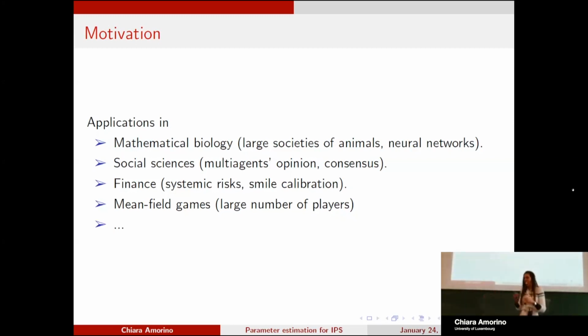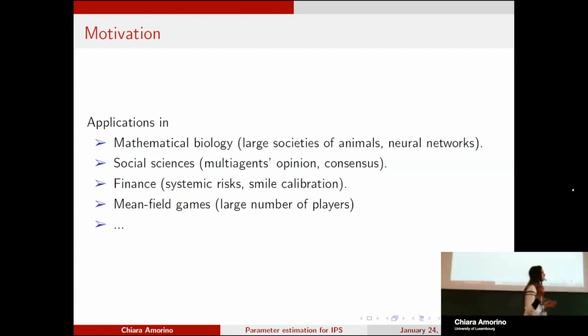see how some animals interact. So there are a lot of applications in mathematical biology, the fact that the behavior of an animal interacts with another animal. Then we have a lot of applications in social science, for example, opinion dynamics in finance.